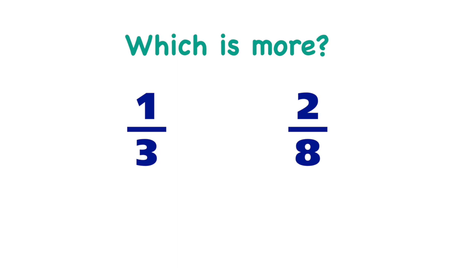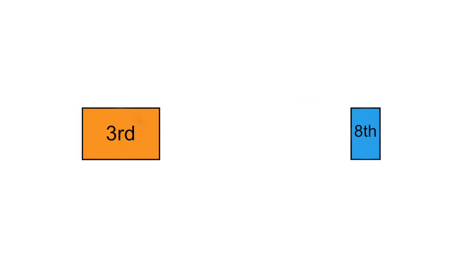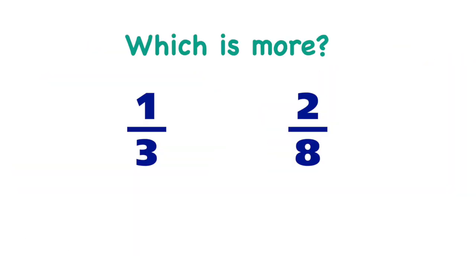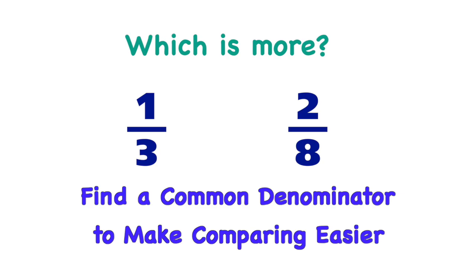Looking at these fractions alone, it's hard to tell. Why? Right, because thirds and eighths aren't the same size. It's like comparing apples and oranges. It would be easier to compare these fractions if the pieces were the same size. To put that another way, it would be easier to compare these fractions if they both had the same or a common denominator. Then we could just look at the numerators to see which one was more.